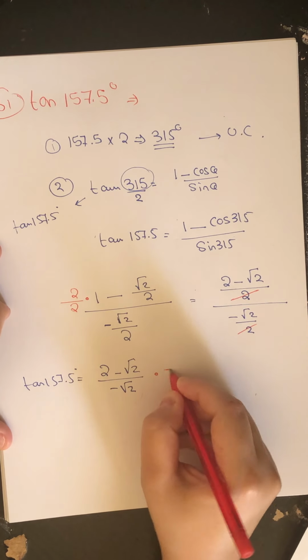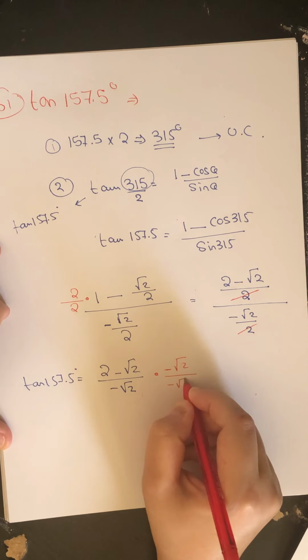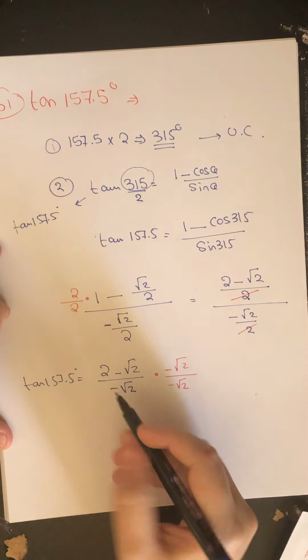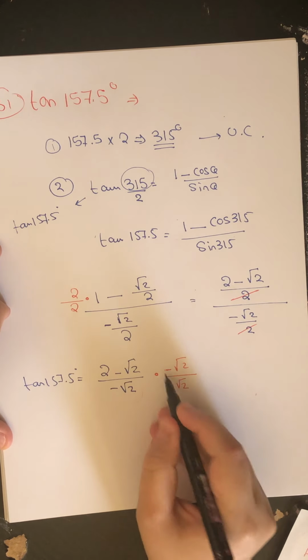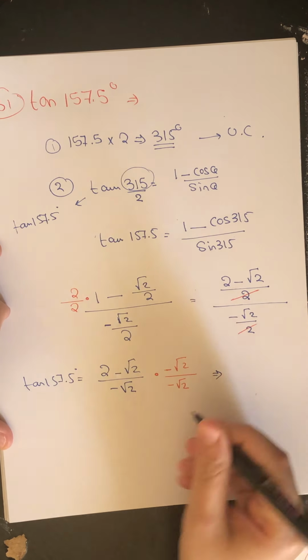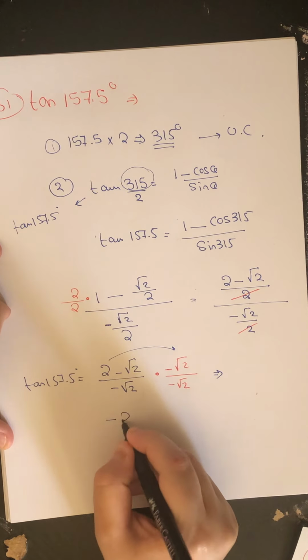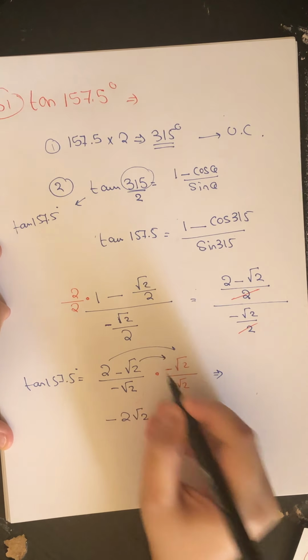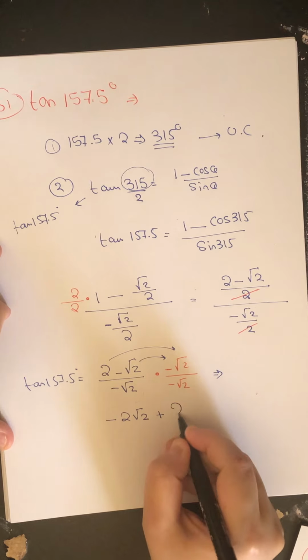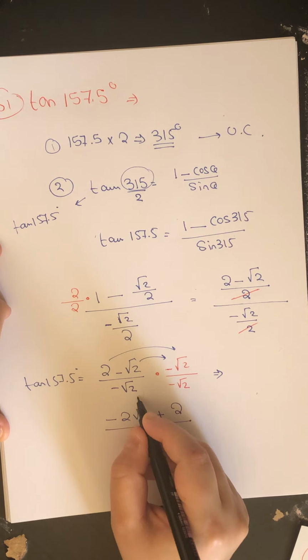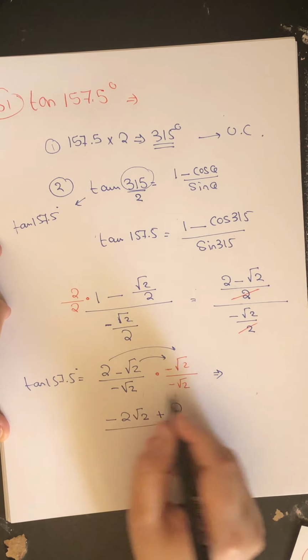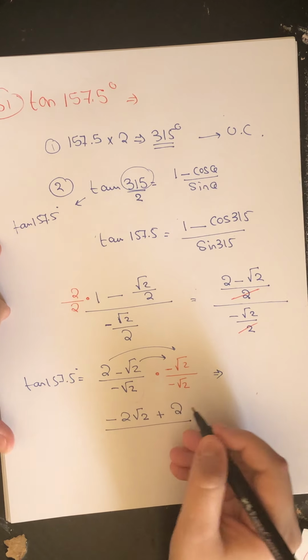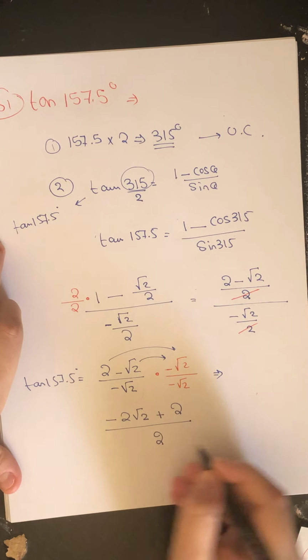I can multiply everybody by negative root of 2 over negative root of 2. Not to do another step, but to get rid of this negative, I multiplied by negative here. This is going to give me negative 2 root of 2, and these are going to give me positive 2 over here, root of 2 times root of 2 is 2, and negative times negative is positive. So I have a 2.